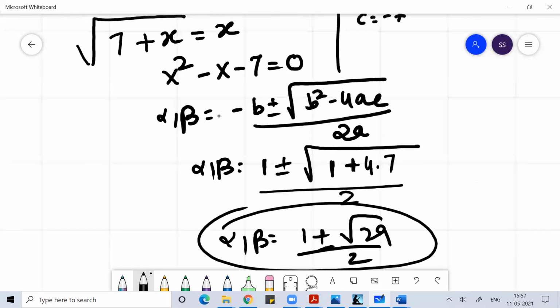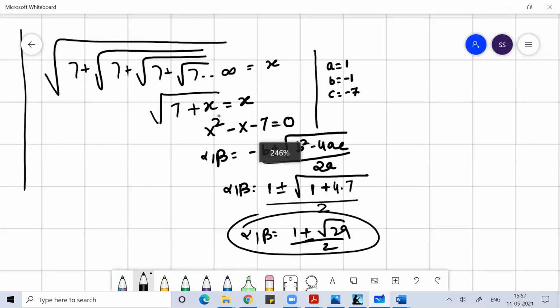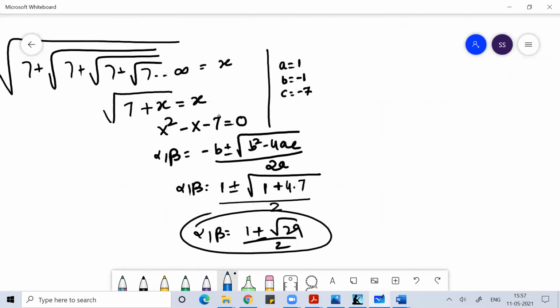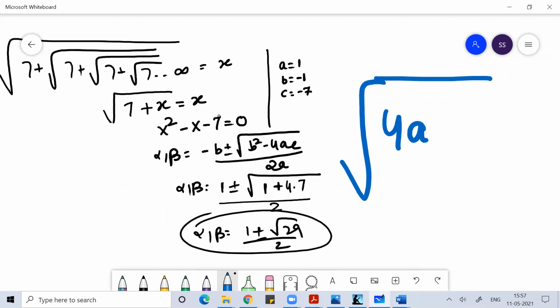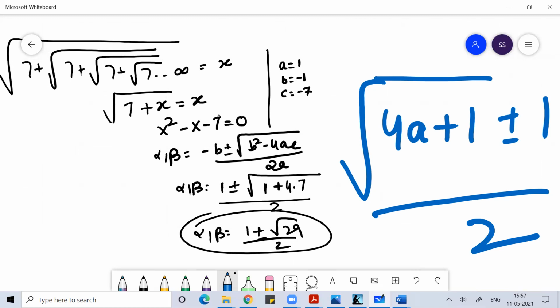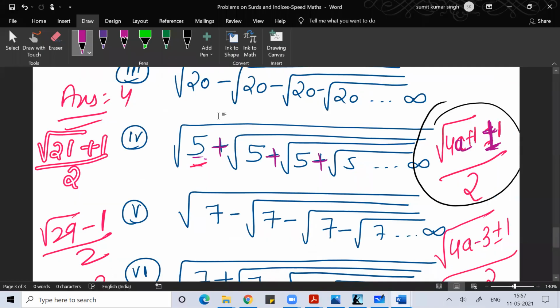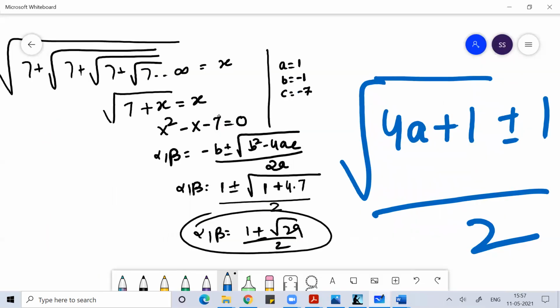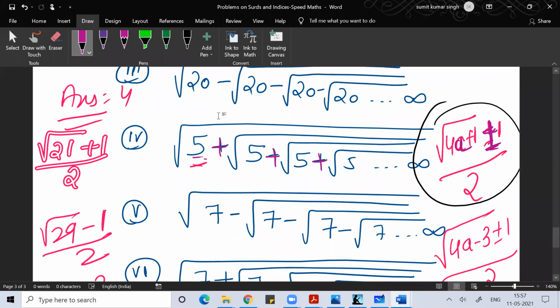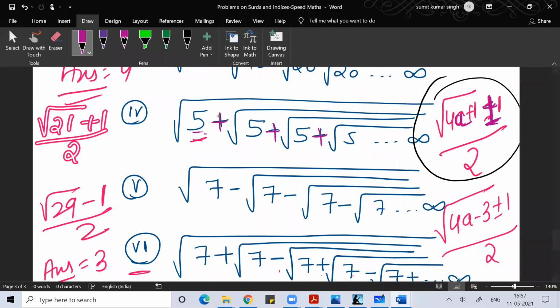I hope you're understanding. So I told you the direct formula for this. In books, whichever you refer to, you get the direct formula: root of 4a plus 1, plus minus 1, by 2. This was that shortcut formula when you have a prime number. But if you realize, this shortcut formula is nothing but a derivation of this concept. I hope you are understanding. So if the minus sign is there, you use minus.